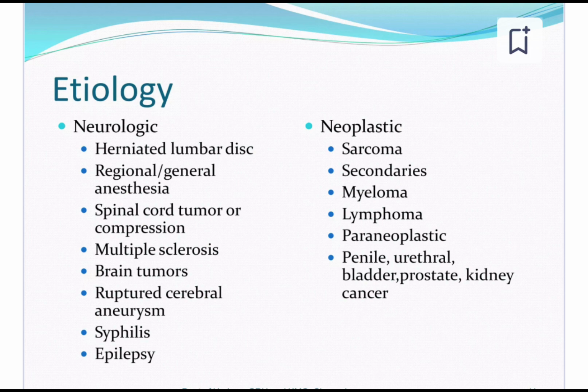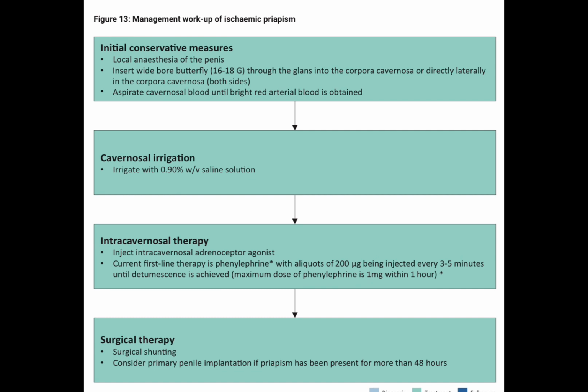Now let's discuss the management options for ischemic priapism. The initial conservative measure: if the patient is complaining of pain, local anesthesia to the penis is given, and then we will insert a wide bore 16 to 18 gauge butterfly cannula through the glans into the corpus cavernosa directly or laterally at the 3 and 9 position. After that, if it is not resolved, then we will aspirate the blood, around 100 ml, until bright red or arterial blood is obtained.